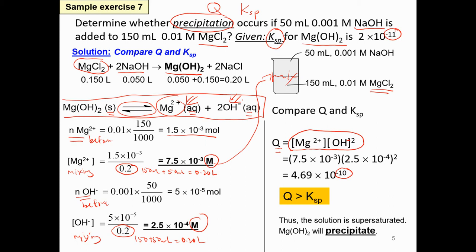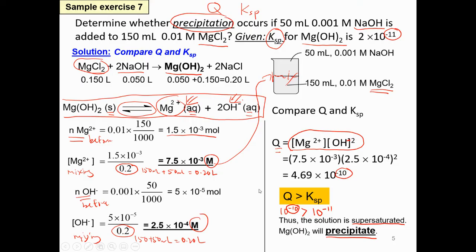Now we compare with the Ksp given. Q is 10 to the power of -10. Ksp given is 10 to the power of -11. So it means that 10^-10 is greater than 10^-11. Thus, the solution is supersaturated. Must mention the solution is supersaturated. Thus, magnesium hydroxide precipitate will be formed.